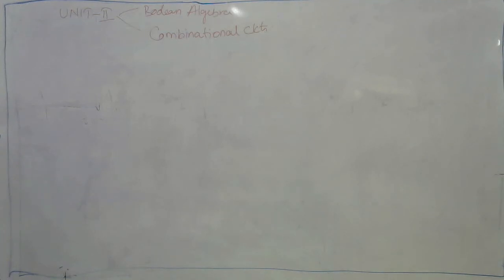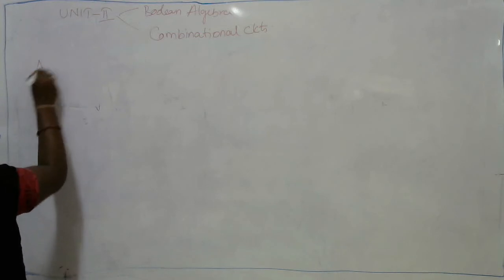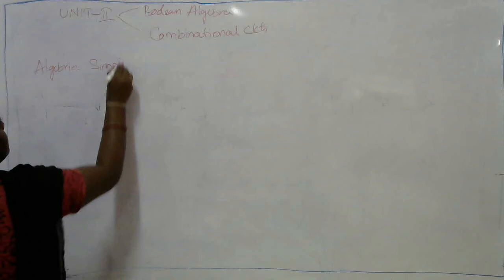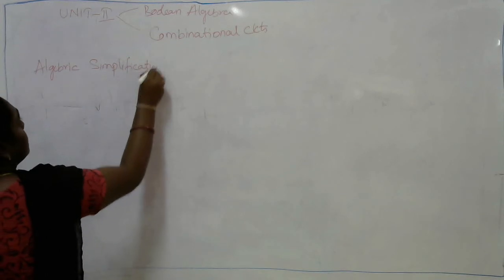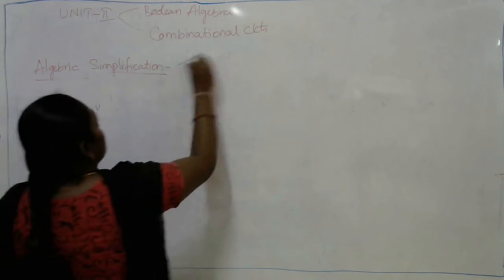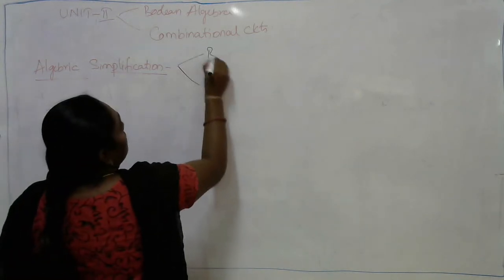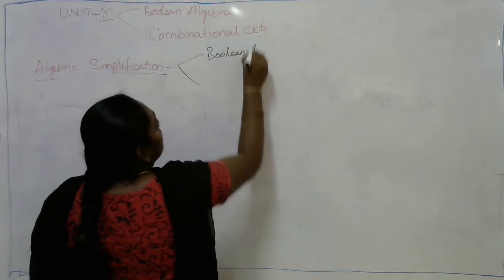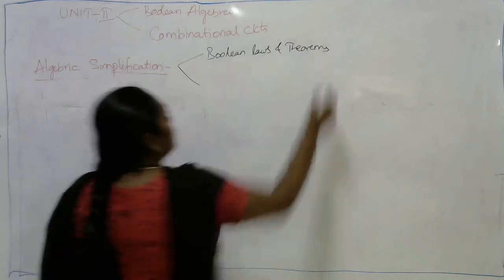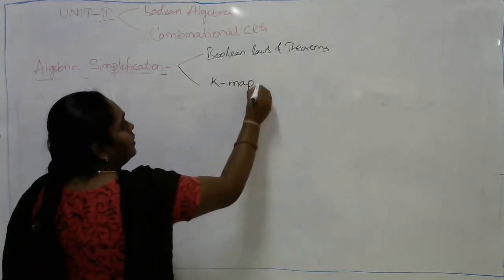Now let me take a simple example. Algebraic simplification can be done by using two different methods. The first method is by using Boolean laws and theorems, and the second method is by using the concept of K-map.